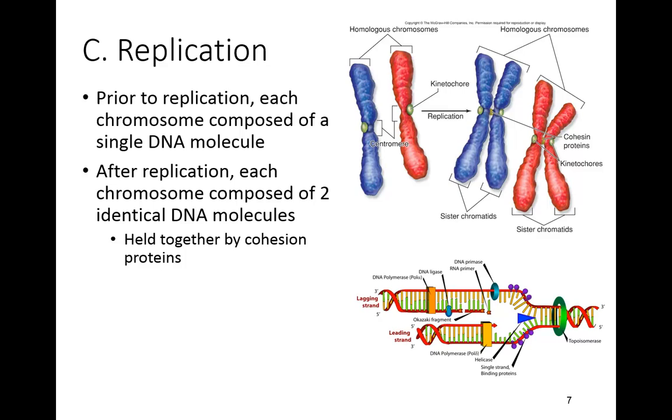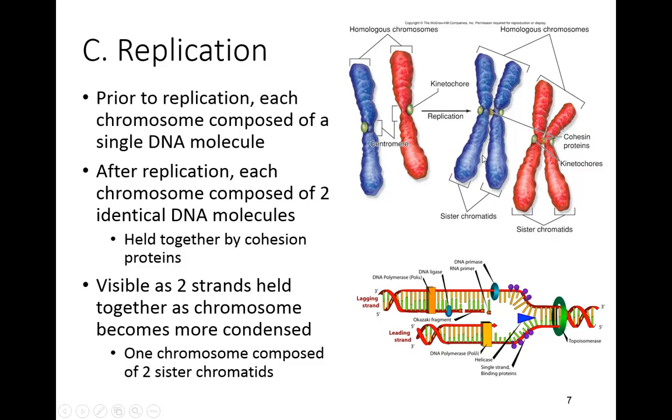Once it's replicated, each chromosome has 2 identical DNA molecules called chromatids, held together by cohesion proteins. Typically when you think of a chromosome, you think of these big X structures, but these singular chromosomes are chromosomes as well.